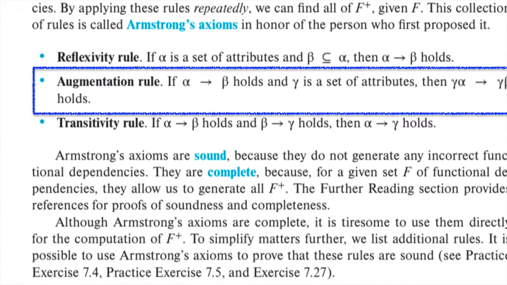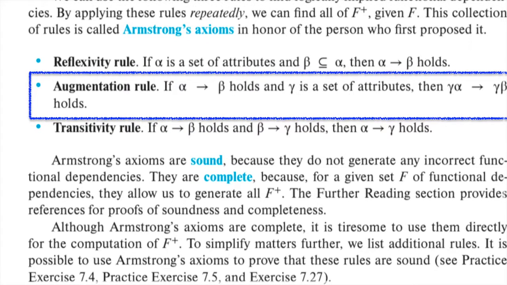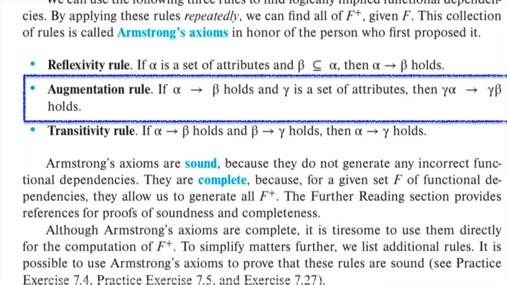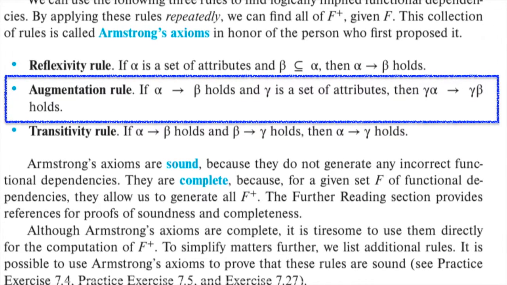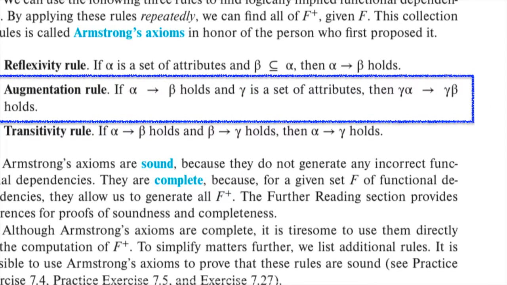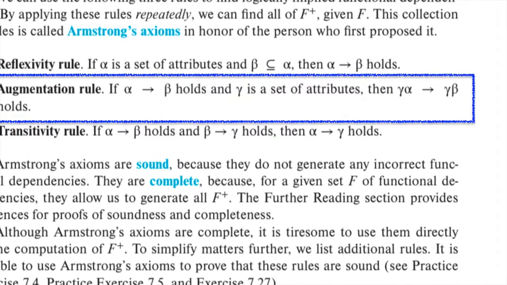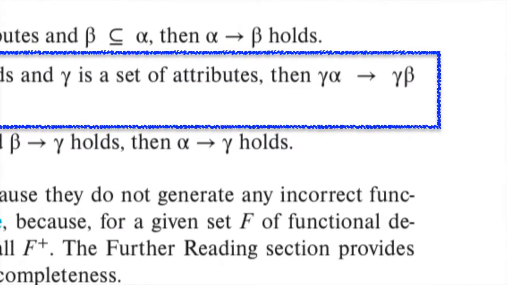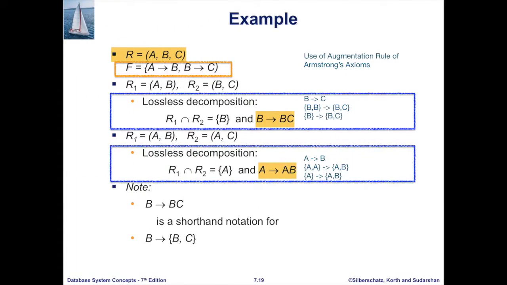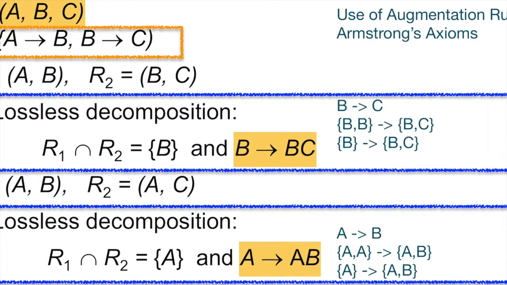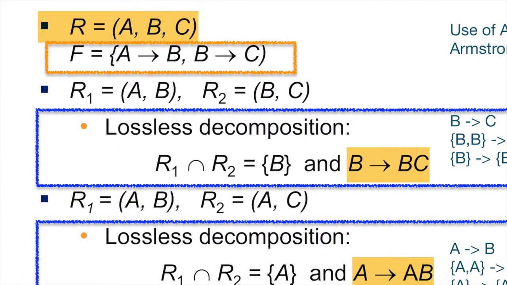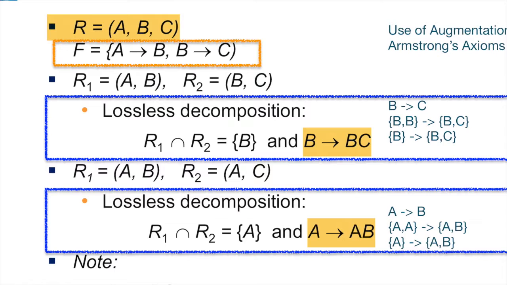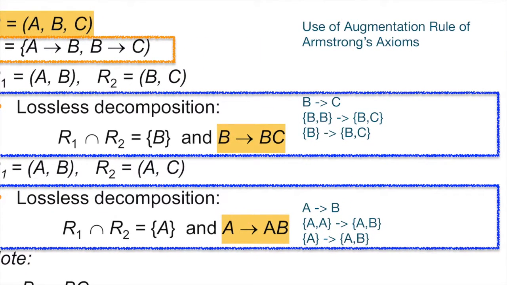So, for augmentation rule naman, if we have alpha to beta na functional dependency and we have some gamma which is a set of attributes, then we can parang multiply on both sides yung gamma. So, we have something like this at the end. So, ang nangyari dun sa previous na example natin is that from the original F, we can derive this one by performing some augmentation rule using the Armstrong axioms.